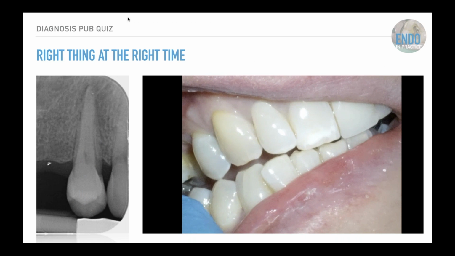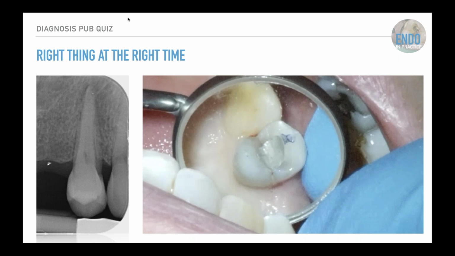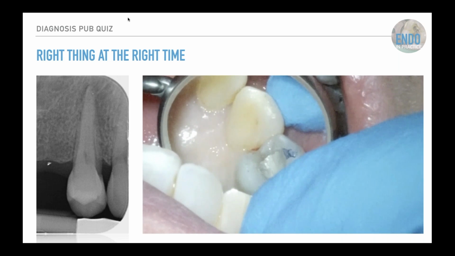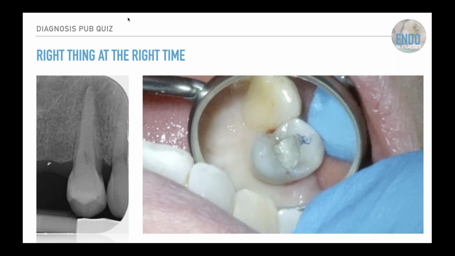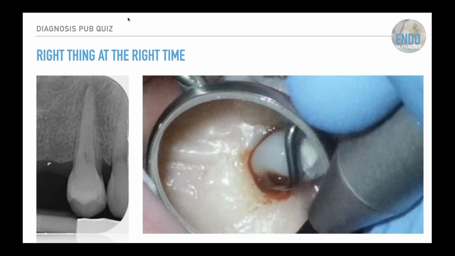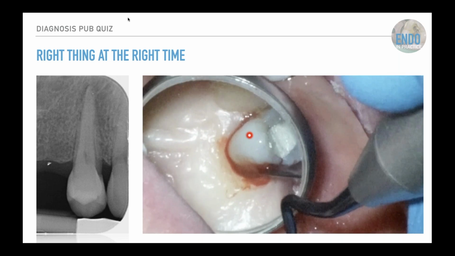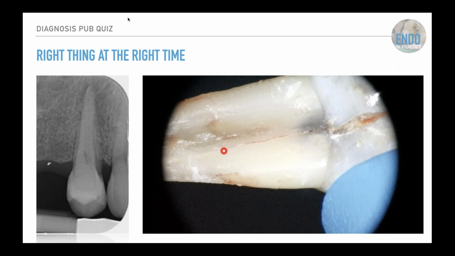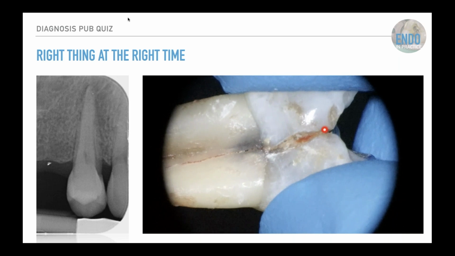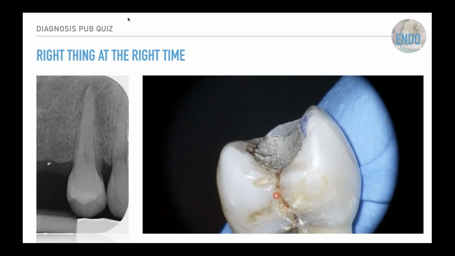Look at the occlusion. Canines are worn. Canine guidance is now on the premolar instead of the canine. You can clearly see where it's marked up with the articulating paper. The little creases across the marginal ridge, indicative of vertical root fracture, and there it is. Huge vertical root fracture, that's nearly a split tooth.